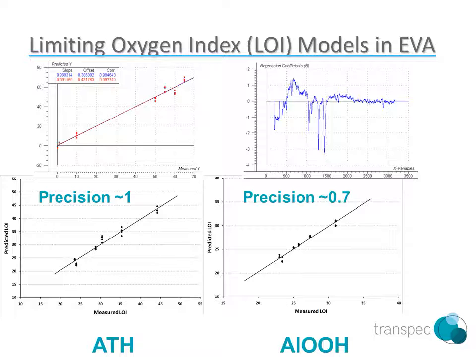In this example, concentrations of alumina trihydrate and alumina trihydroxide in EVA give varying LOI scores. This can be correlated by TranSpec to the spectral data and models built to predict LOI. Again, this is a unique feature of TranSpec.